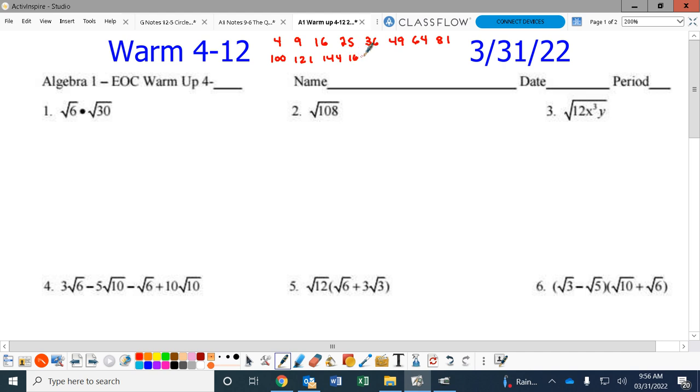169, 196, and 225. Do 15 times 15 real quick. 215? Yes? I don't know. 225? I knew it was close. Did I get the 14 times 14 right? Just check the 196. I think that one's right, yeah? Okay. So there's the list of the first 15 that are going to help you. It's 14. 1 doesn't help you.